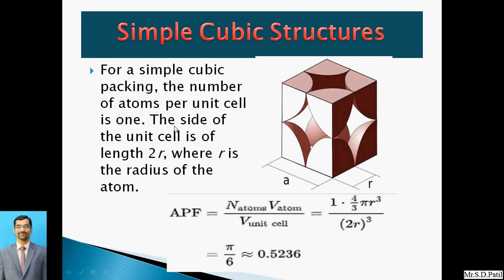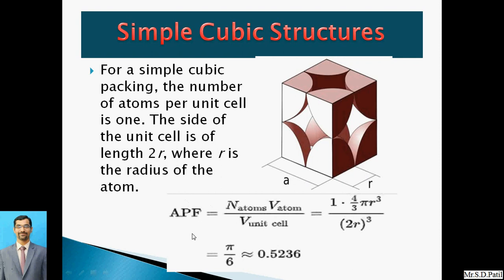Now the side of the unit cell is of length 2r. So this is the radius of that atom and the length will be a. So from this geometry we can say that a is equal to 2r. These two atoms are there of radius r, so a is equal to 2r. Now how is the APF calculated?